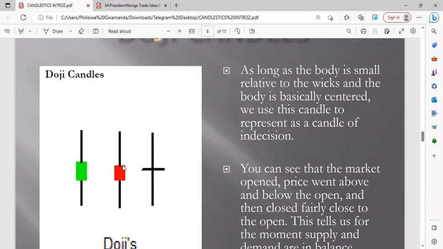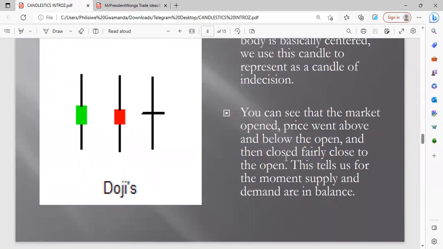The reason we are starting with this is because it's going to be very crucial when we're doing our analysis in the next few minutes, because we need to do analysis since it's Sunday, okay? You can see that the market opened, price went above and below, and then closed fairly close to the open. For the moment, supply and demand are in balance. So you'll find the doji mostly when the price starts to reverse, whether at the lows or the highs. It can be anywhere there's going to be a change in price, or where supply and demand are in balance, meaning the same amount of people buying as selling.